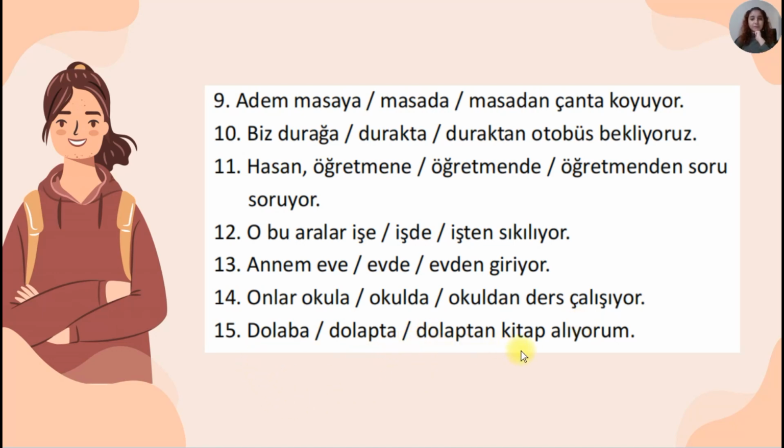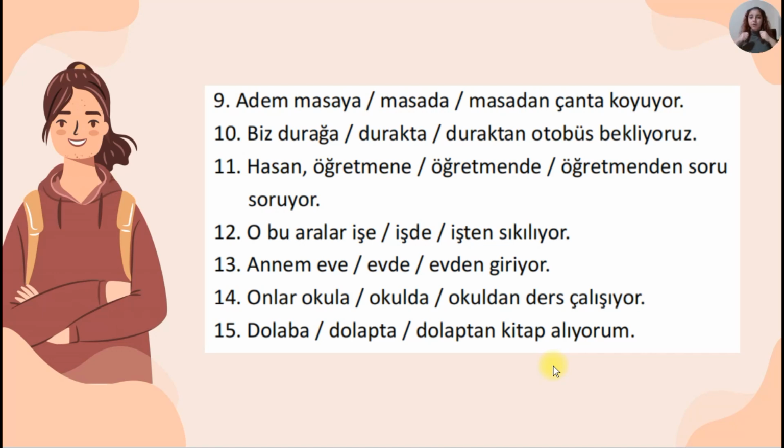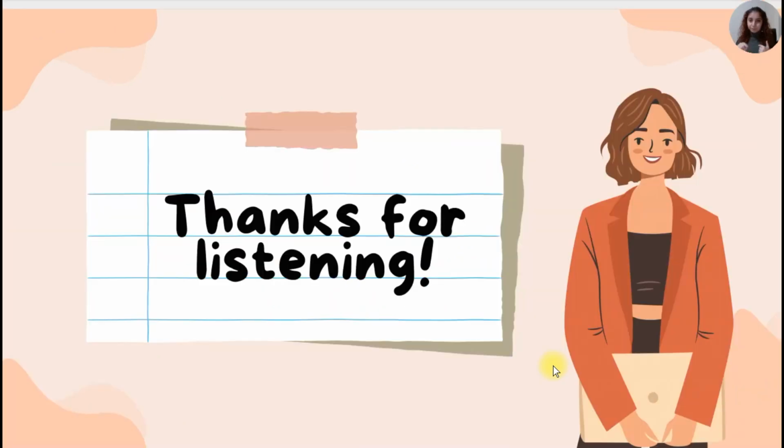Dolaba, dolapta, dolaptan kitap alıyorum. Kitap alıyorum is taking the book. And I'm taking the book to the cupboard, at the cupboard, or in the cupboard, or from the cupboard. Yes, from, because now the book is changing place and now it is getting further from the cupboard. Dolaptan kitap alıyorum. To give, vermek is related with direction, to where or to whom, but almak is to take. And now it is place changing again, but in the opposite direction, getting further and getting away. Exactly. And this was the key point. Dolaptan kitap alıyorum.